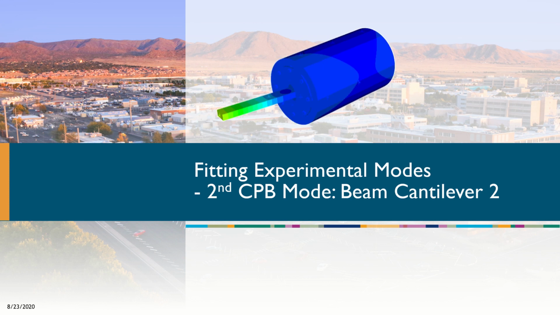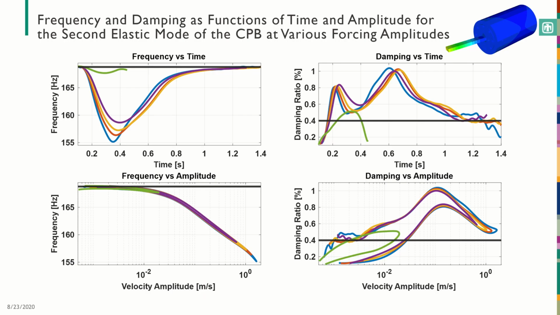And now I'll quickly show you results I have for the second CPB elastic mode, which is another cantilever mode of the beam, but now in the stiffer direction. So this is another overlay of results from responses to sine beats at various amplitudes. You can see another frequency backbone that is very clearly traced out in the bottom left plot.